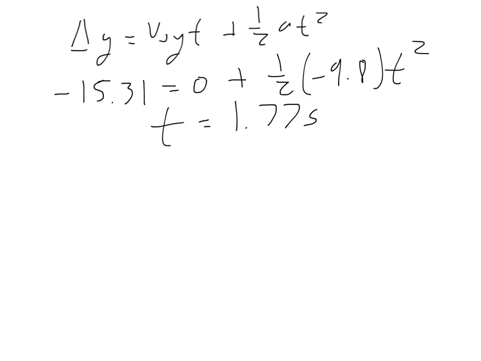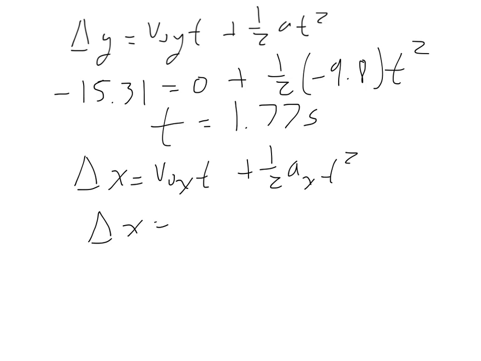Now we can figure out the displacement in the x direction during this initial time period of 1.77 seconds, when the velocity was 10 meters per second. So delta x is equal to v naught x t plus 1/2 a x t squared. Notice that the acceleration in the x direction is 0. This is a basic kinematics review. So we have that delta x is equal to 10 multiplied by 1.77, and we get 17.7 meters for the first leg of the trip.